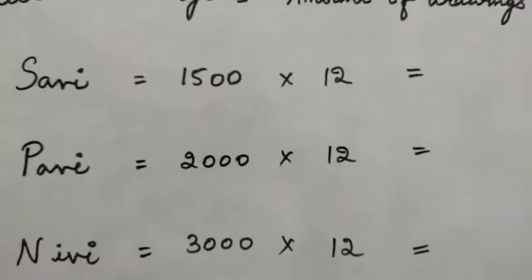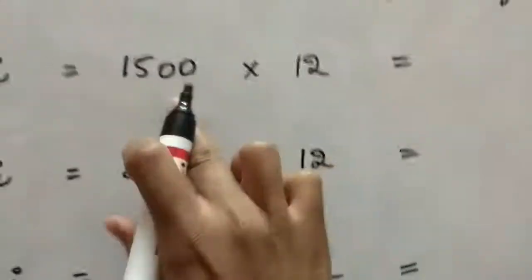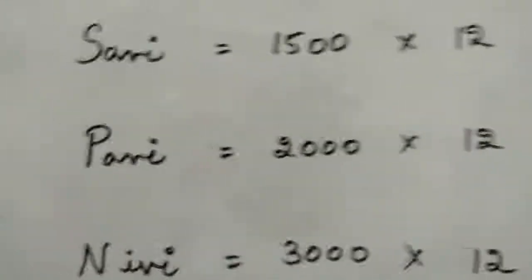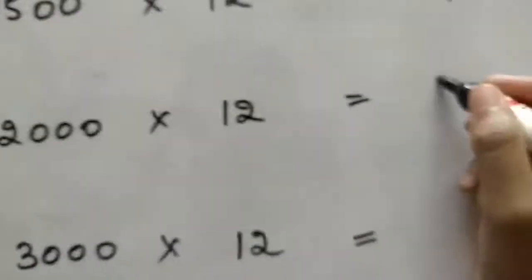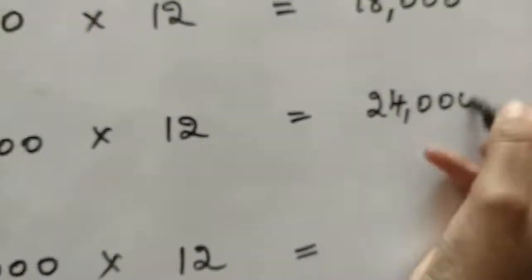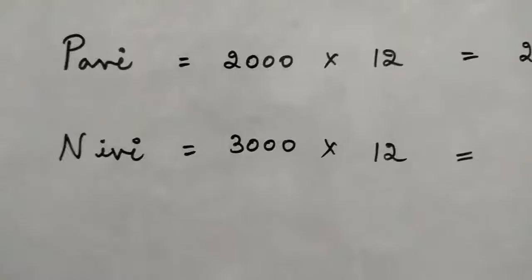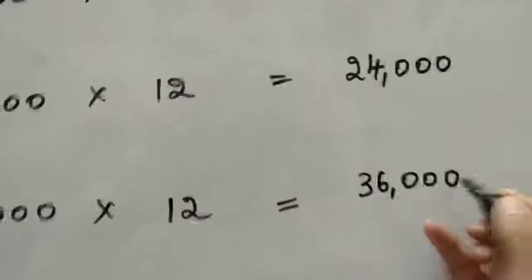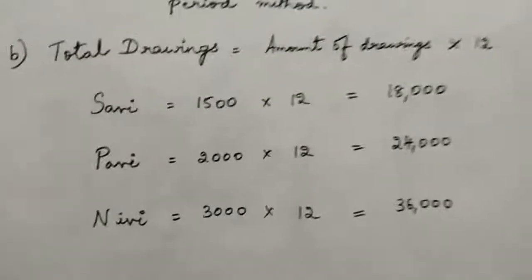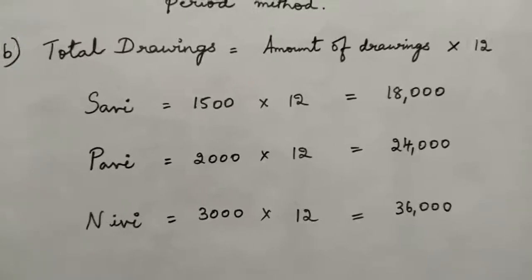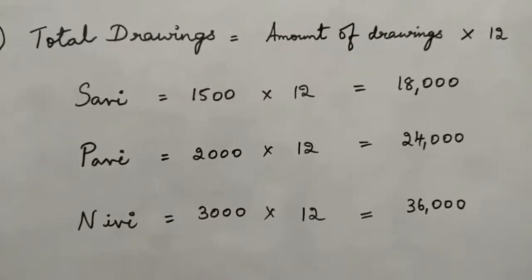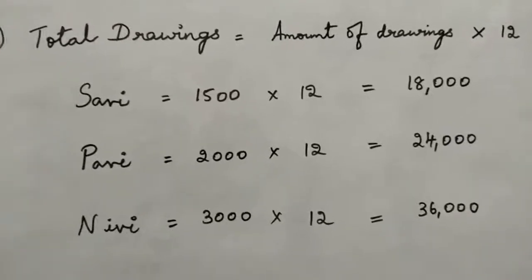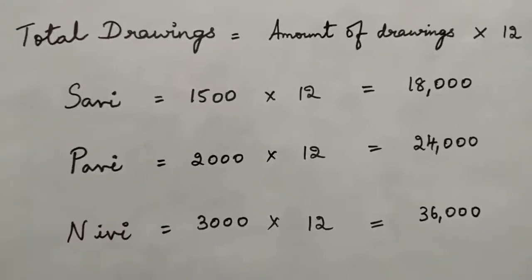Now going for the total drawing of Savi, 1500 into 12 gives us 18,000. Next for Pavi, 2000 into 12 gives us 24,000, and for Nivi, 3000 into 12 gives us 36,000. So now we have completed with the total drawings of each partner. Next calculation, the final calculation is interest on partners' drawings. So let us move on to the next calculation.